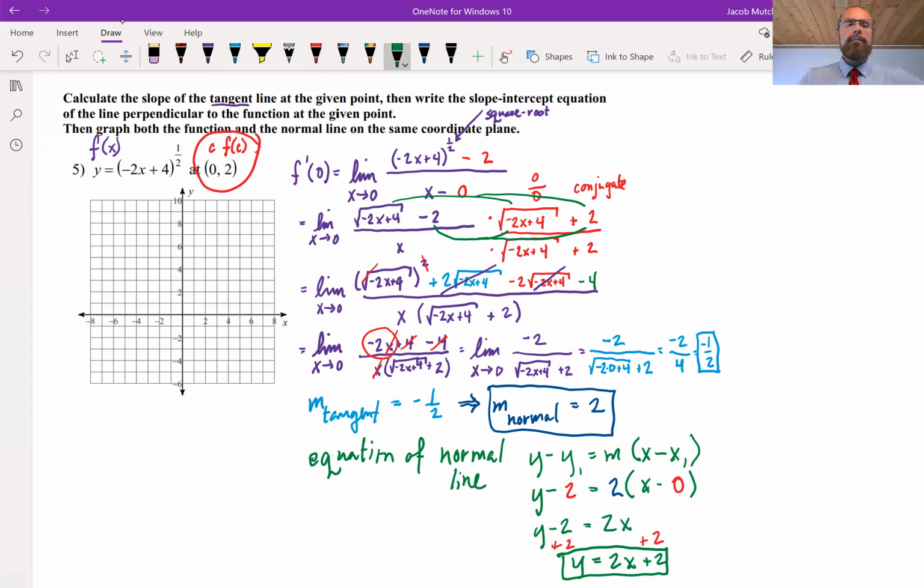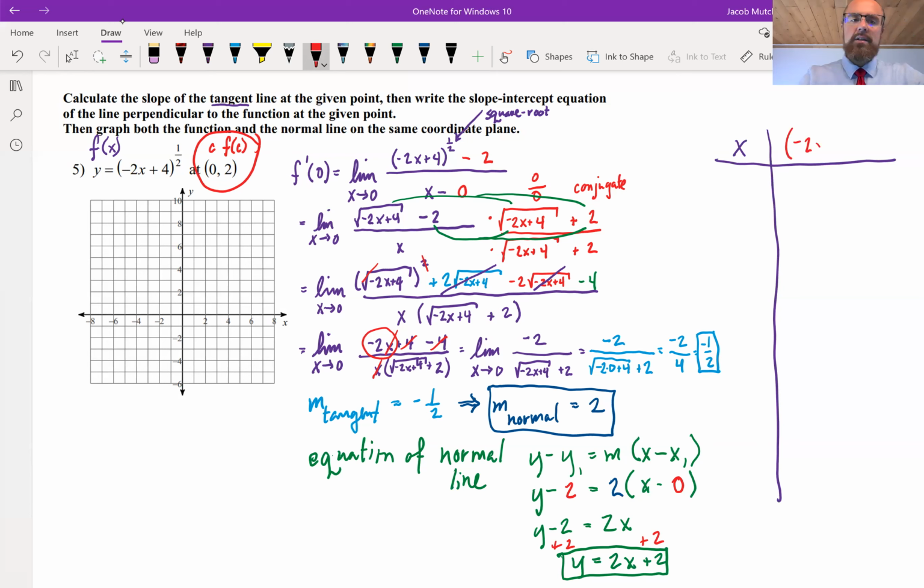So now we want to graph it. Over here on the side, the far right, I'm going to create a table with x, and I'm going to put the function. So I'll write it the way it was originally written: parentheses negative 2x plus 4 to the power of half. Remember, that is the square root. So for my x values, let's choose negative 2 through 2.